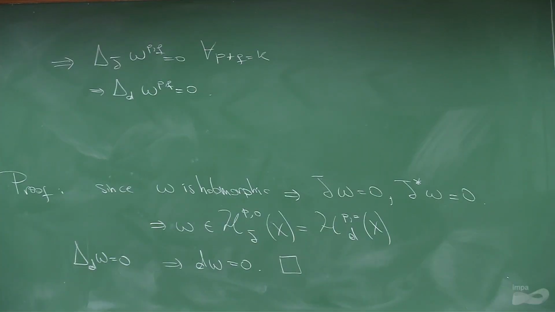And now the only thing that we have to see is what the image of these harmonic forms is inside H^k, in the case of the de Rham cohomology group. And we claim that it is all of the H^{p,q} group.